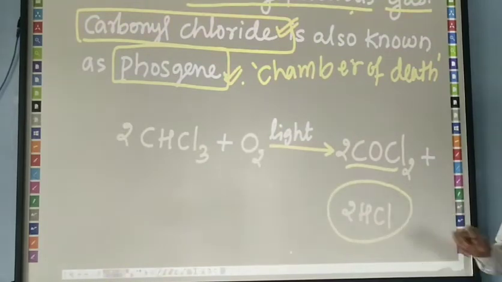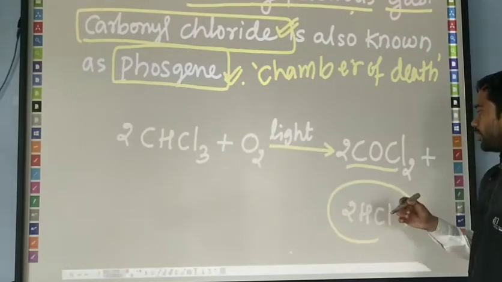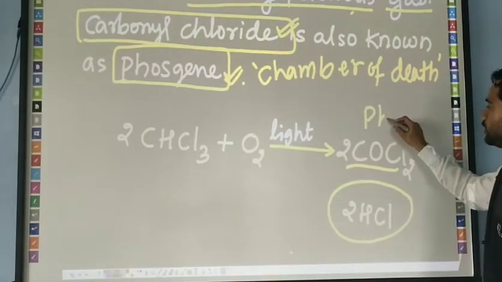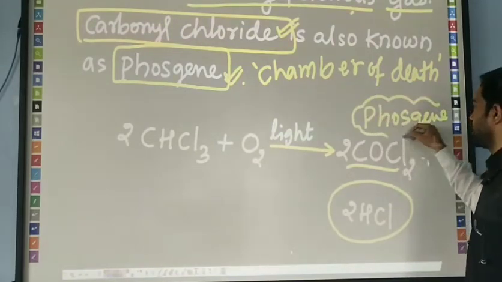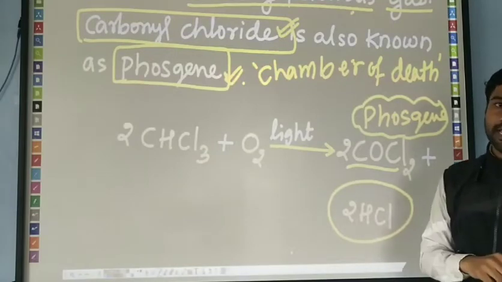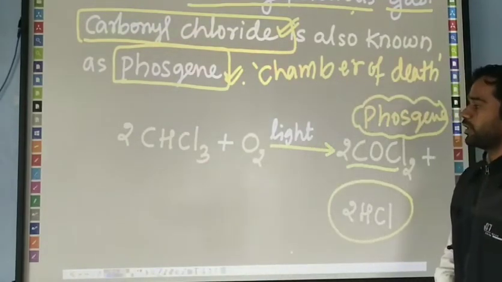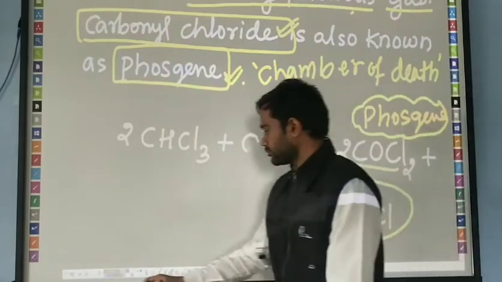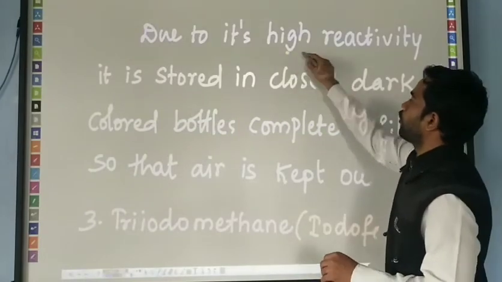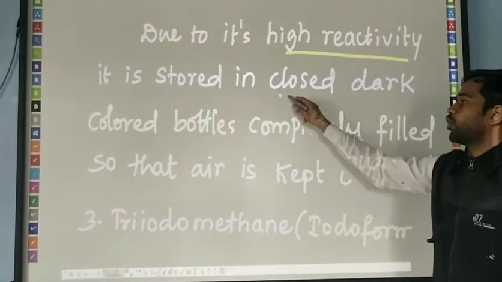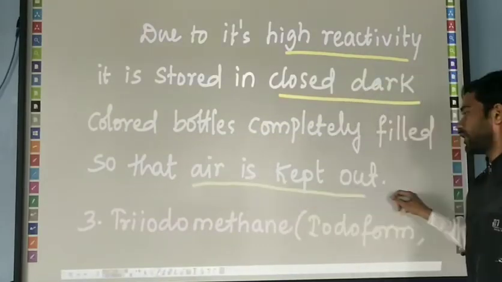trace amount of hydrochloric acid is going to evaporate. This is known as phosgene gas. Phosgene gas, a very poisonous gas, is produced by the oxidation of chloroform. Due to its high reactivity, chloroform is stored in closed dark bottles completely filled, so that air is kept out.